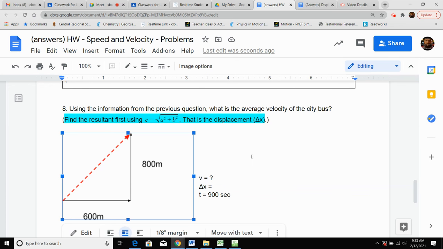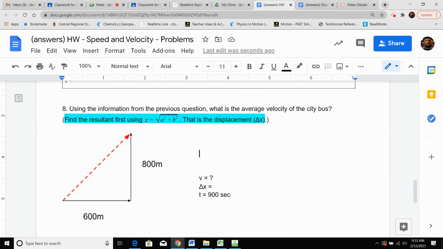So if that's the case, you can't add or subtract them. Remember, we have to use our Pythagorean theorem equation rearranged. So first, you're going to find the resultant by using that equation. And then I wrote it in here for you guys. That is your displacement, delta x. So once you get that, you already have t. Then you solve for your velocity.